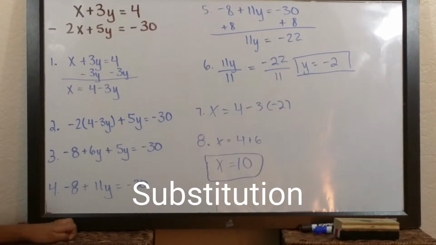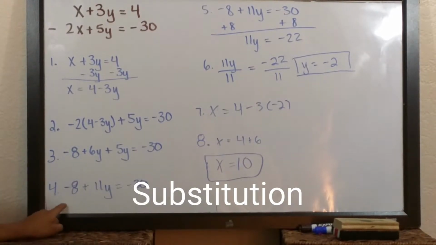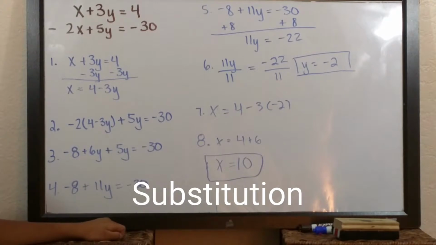Our third step is to simplify it out. So you get negative 8 plus 6y plus 5y equals negative 30. And then you add 6y and 5y, and you get negative 8 plus 11y equals negative 30. And then our fifth step is to add 8 to both sides. So you get 11y equals negative 22.